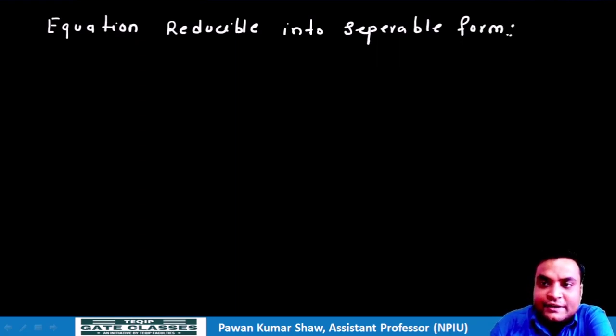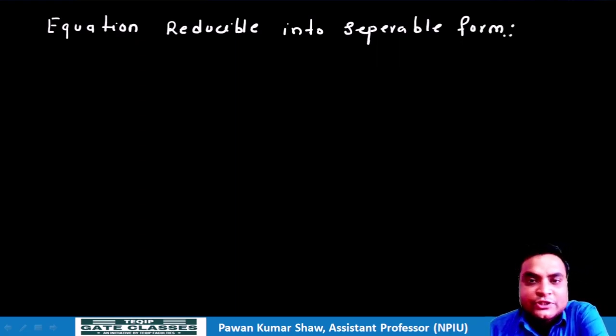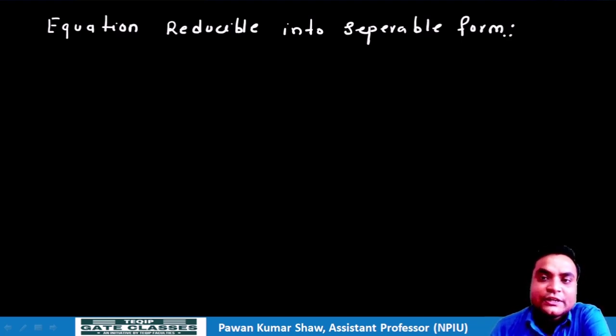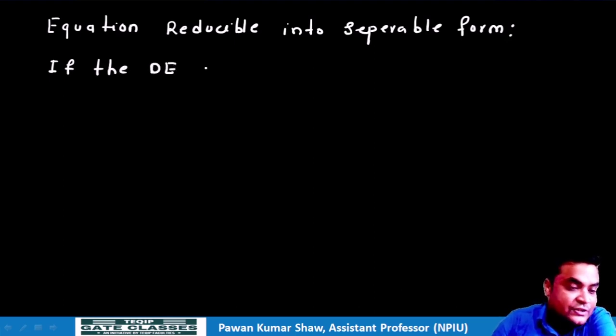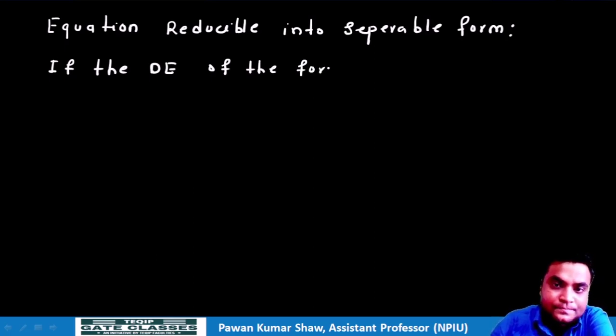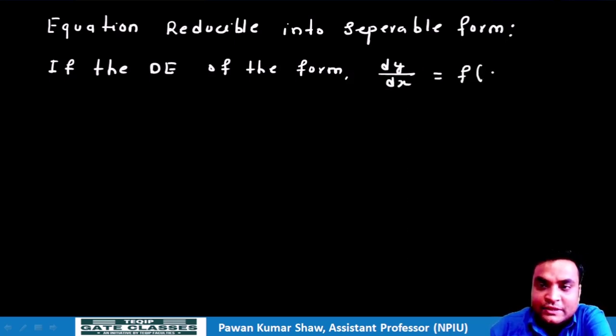So in this method, some differential equation will be given and we will do some substitution so that we can convert our problem into separable variable form. So suppose the differential equation is of the form dy by dx is equal to, suppose it is given as a function of ax plus by plus c. I am assuming that this is the function given.